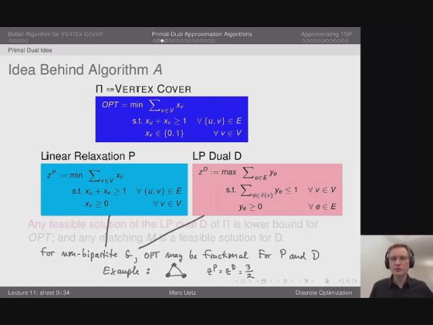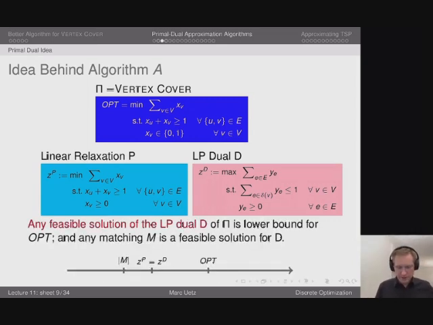However, since we do not go for optimality, we only want to design approximation algorithms, any feasible solution of this LP dual is good enough as a lower bound, right? So once again, if I depict that here on the real line, that would be the optimum solution value of the vertex cover problem. That would be the optimum solution value of the corresponding linear relaxation, right?